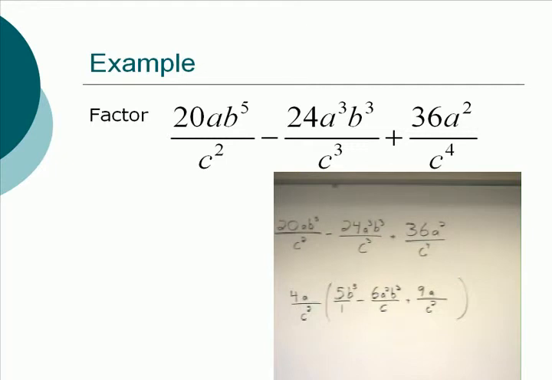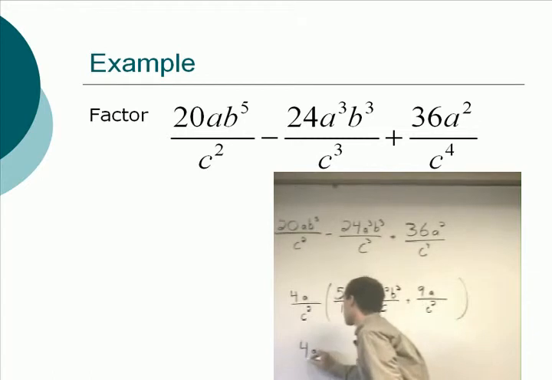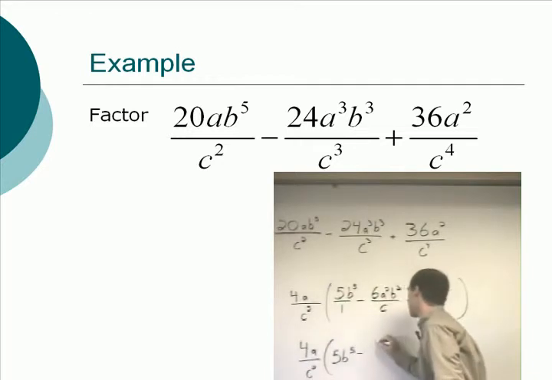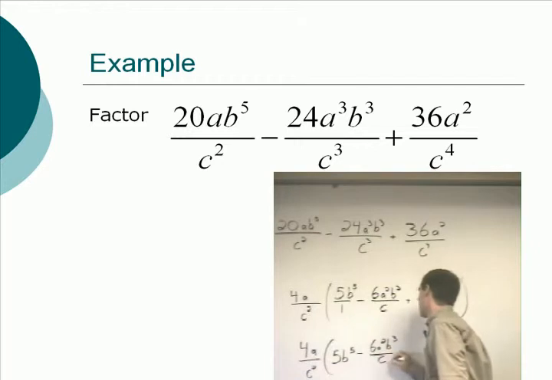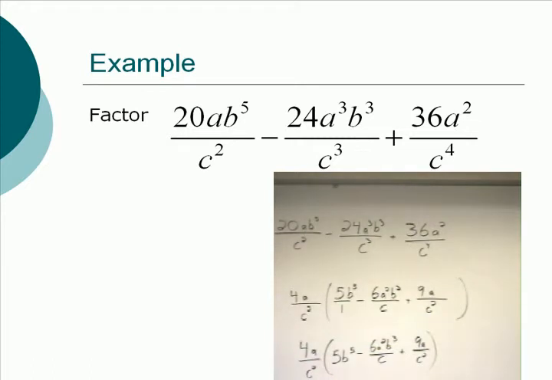It's factored. When you write this, it would just be unnecessary to put that over 1. So we have 4a over c squared times 5b to the 5th minus 6a squared b to the 3rd. There we go. Factored. Greatest common factor. Okay, that one look good?